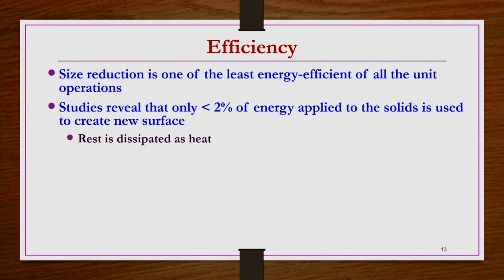And you will be surprised to know that studies revealed that less than 2% of the energy applied to the solids is used to create the new surface. Let us say you are giving 100 kilowatts of power for the required size reduction, so probably only 2 or less than 2 kilowatts are utilized for the size reduction. The rest is for operating the equipment and overcoming the friction between bearings and all those things. So, that is the reason this is a very energy inefficient process. Whatever the remaining energy is, that is dissipated as heat.